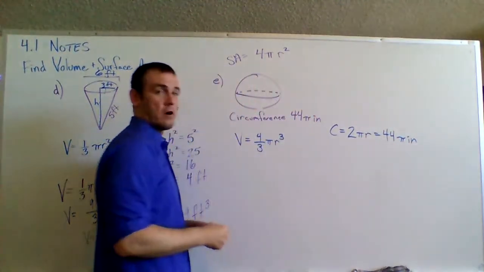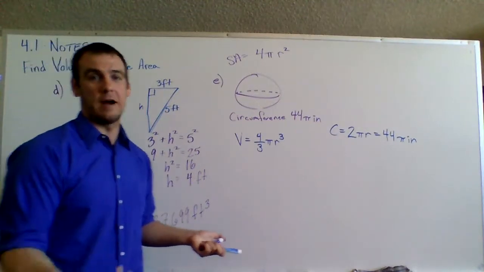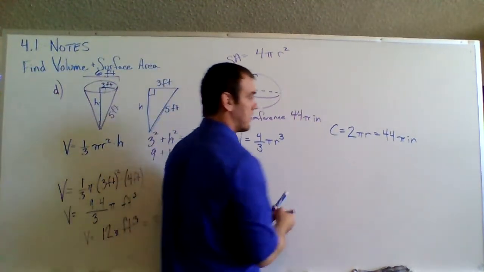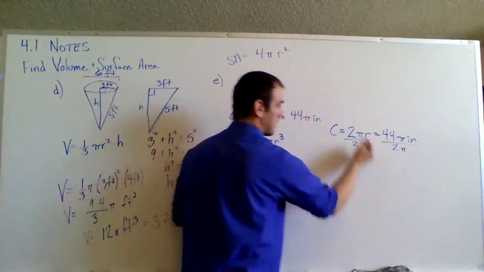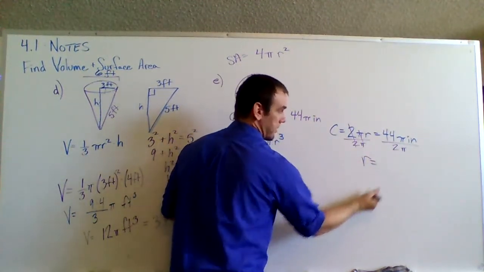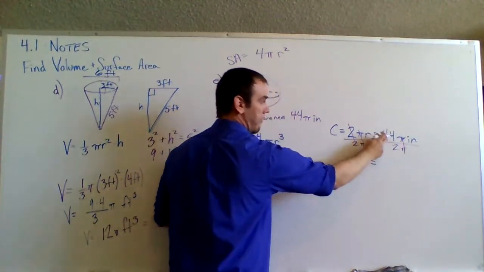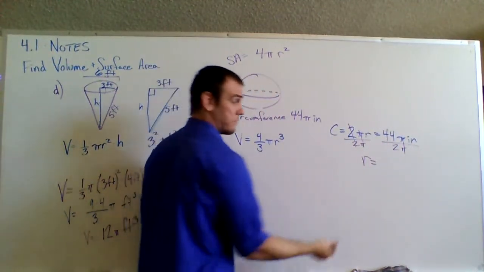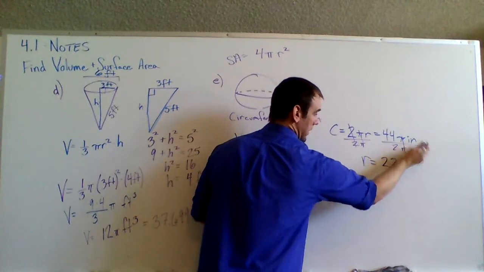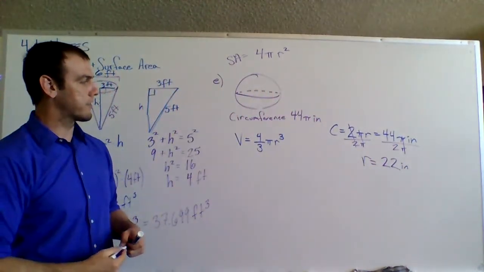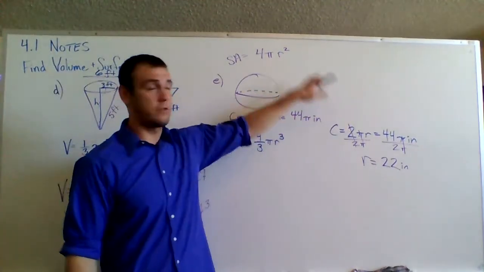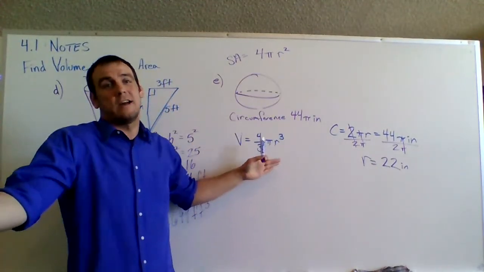Now if I want to solve for r, I would divide both sides by 2 pi. The pi's cancel, and 44 divided by 2 is 22, so r equals 22, and my units are inches. Now you just plug 22 into your formulas, type it in your calculator, and you're all done.